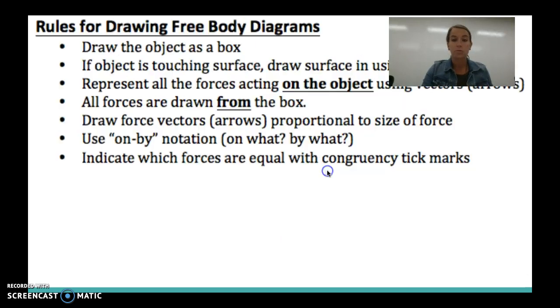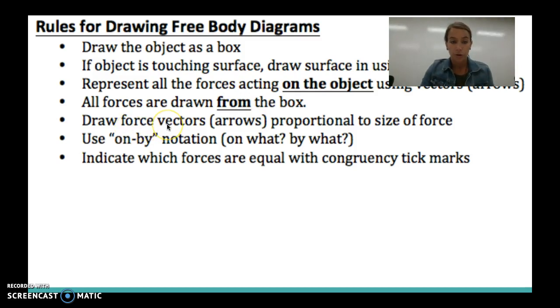All right, we've got some rules. Now, bottom of page 4, rules for drawing free body diagrams. First, you draw your object as a box, rule number 1. Number 2, if the object's touching a surface, draw on the surface using a dashed line. Rule number 3, all the forces go away from the object. They're acting on the object using arrows, and they go away from the box. So you should never have arrows going in. They're always going away from your object.